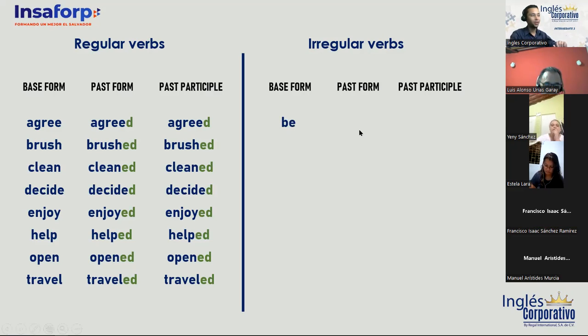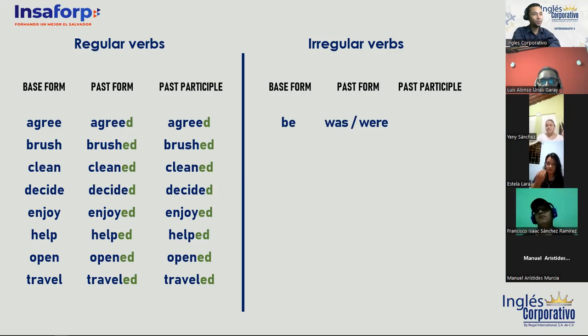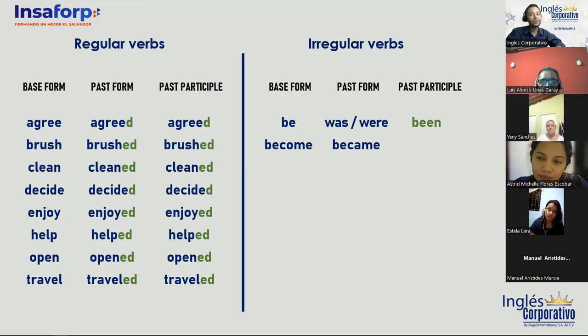You have the verb be. What is the past of the verb be? Was or were. Correct. And the past participle? Been. That's right. What about the verb become? What's the past of become? Became. And the past participle? Become. In this case, become is the same as the base form. Became, become.